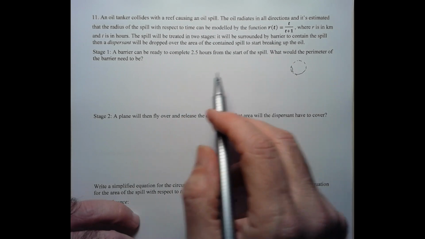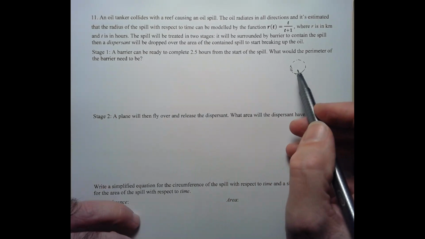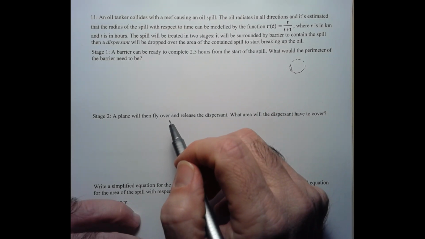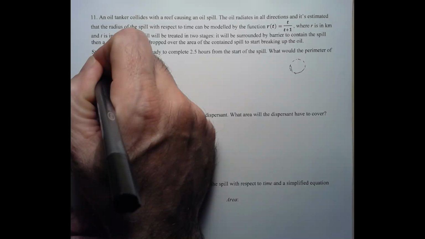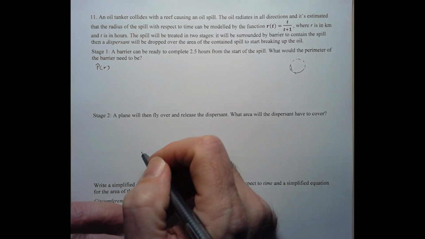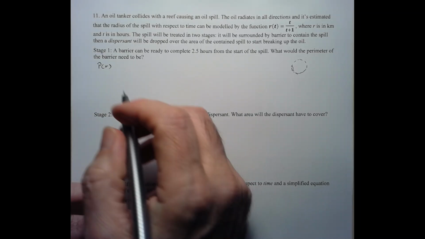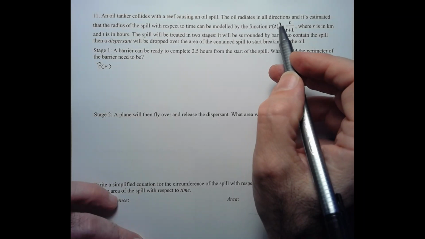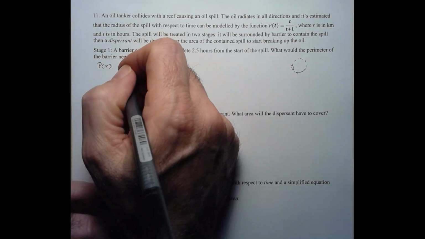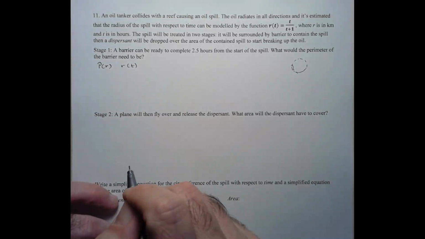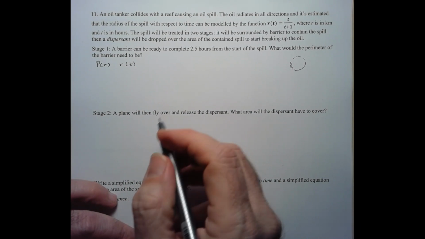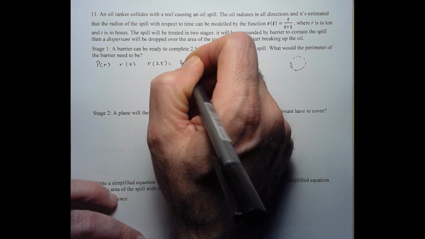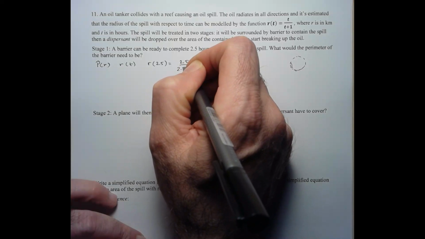And the first thing they asked us to do is to determine what perimeter you would need to create a barrier around the oil spill if it can be ready in 2.5 hours. And of course, you know that perimeter is a function of the radius. All right. So in order to find the perimeter, we need the radius. However, the radius itself is not a fixed number. The radius itself is changing. We've got the radius, which is a function of time. Okay. So one way you can solve this is determine the radius at time 2.5. Okay, so 2.5 over 2.5 plus 1.